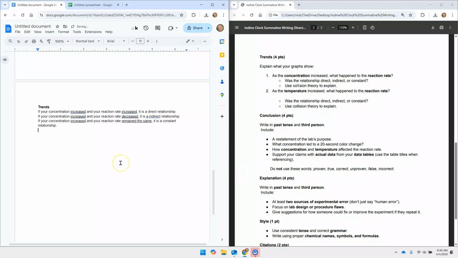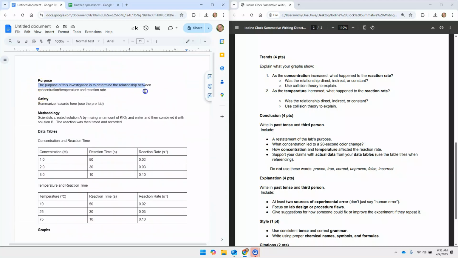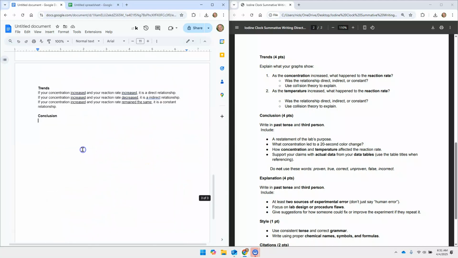All right, the final sections are conclusion and explanation. For our conclusion, you're going to write in past tense and again use third person. You want to restate the lab's purpose. Look at that, just copy and paste. Now here, if you were able to get to the section of the lab where you were able to determine what concentration led to a 20-second color change, you're going to include that. If not, you can go ahead and skip that.